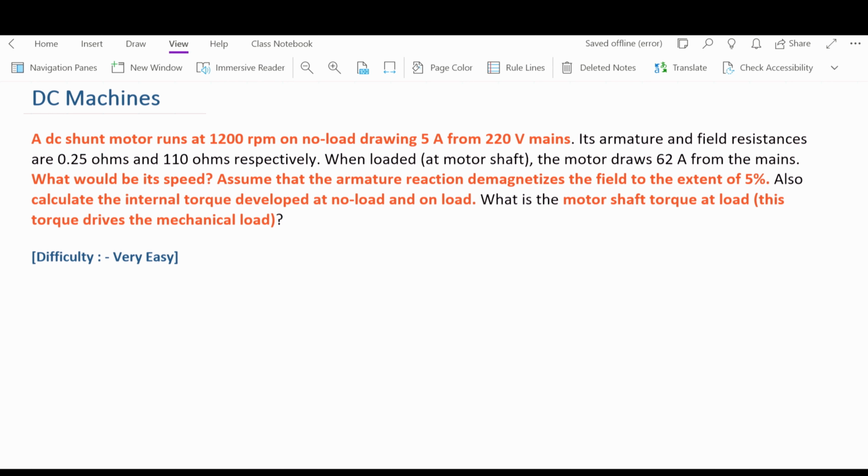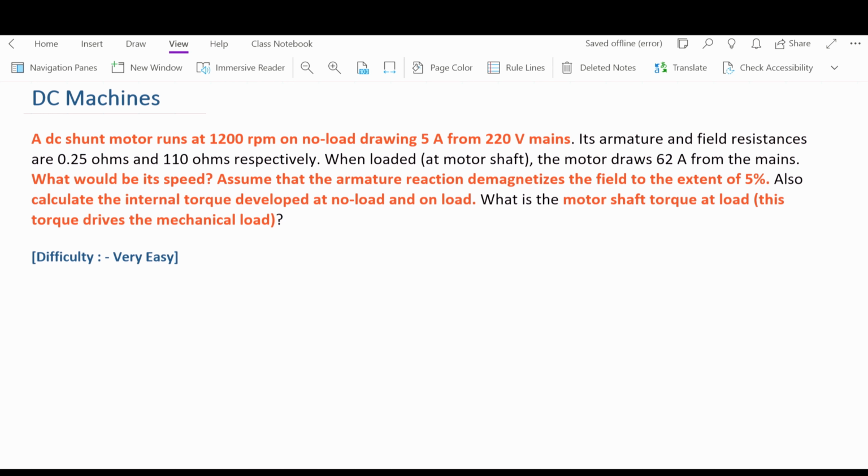Also, calculate the internal torque developed at no load and on load. What is the motor shaft torque at load? Now this torque drives the mechanical load. So this is the question that we are presented with. Now we'll solve this one.